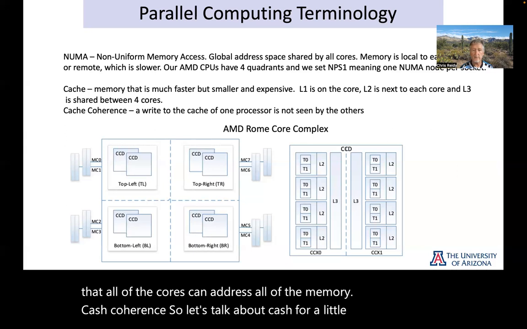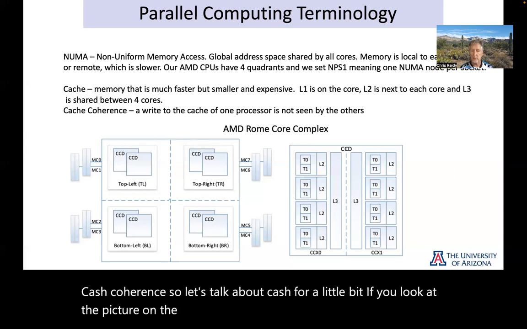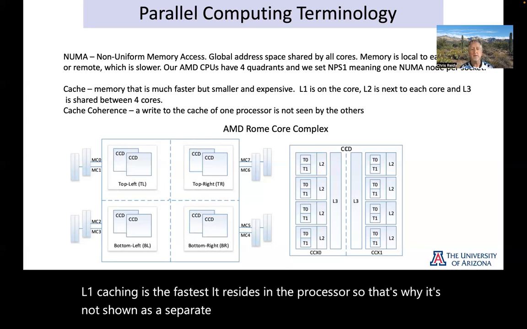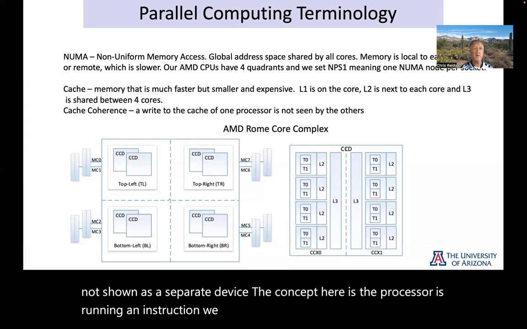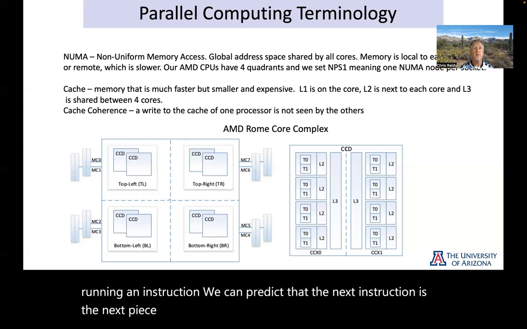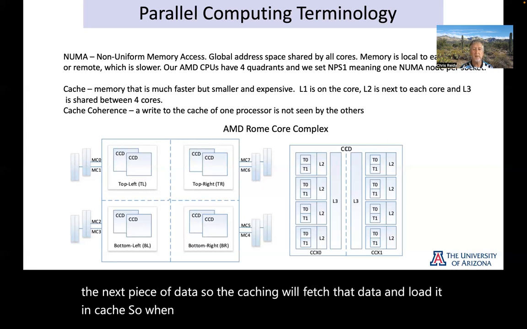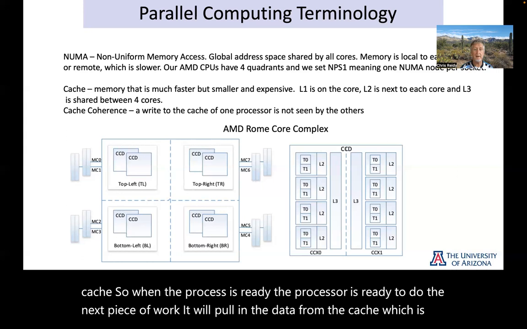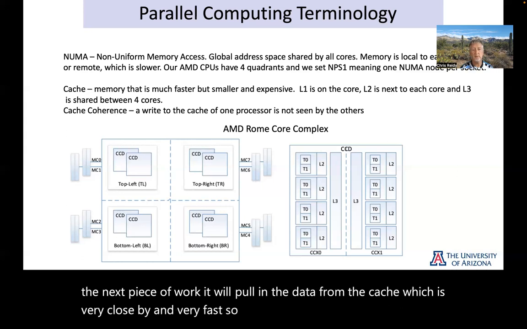If you look at the picture on the right, you'll see that there's no reference to L1 cache. L1 caching is the fastest. It resides in the processor, so that's why it's not shown as a separate device. The concept here is the processor is running an instruction. We can predict that the next instruction is the next piece of data. So the caching will fetch that data and load it in cache. So when the processor is ready to do the next piece of work, it will pull in the data from the cache, which is very close by and very fast. So it'll make for very fast computing.